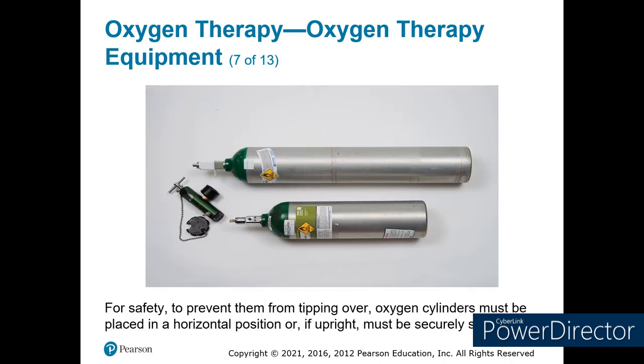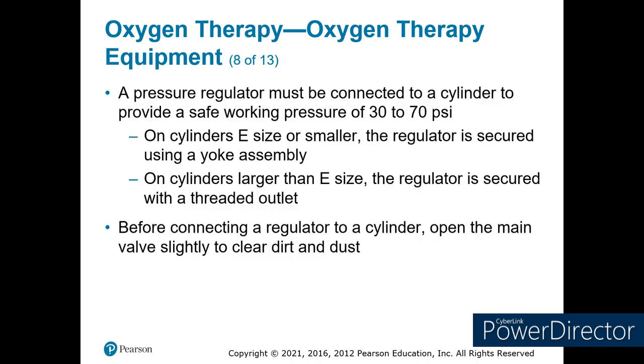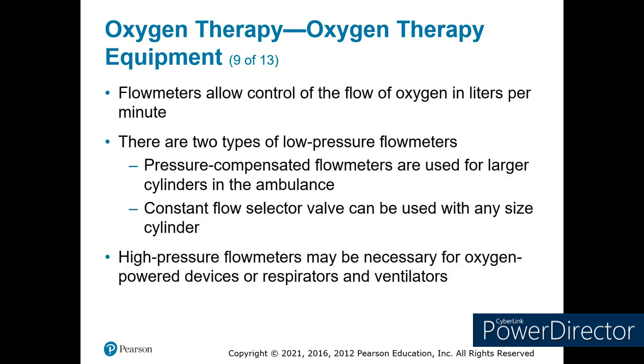The lower one is the D tank, the top one is the E tank. Those are the ones we mainly use in EMS. A pressure regulator has to be in there. When you just start it up, you have 2,500 psi, and you need to get down to 30 to 70 so you get a good working pressure for your oxygen to go into your patient.